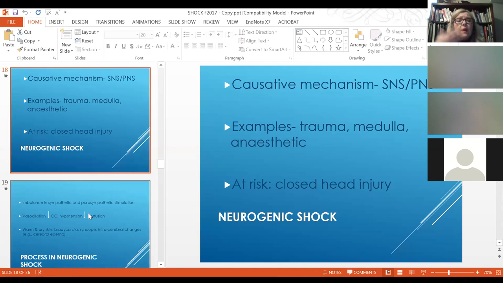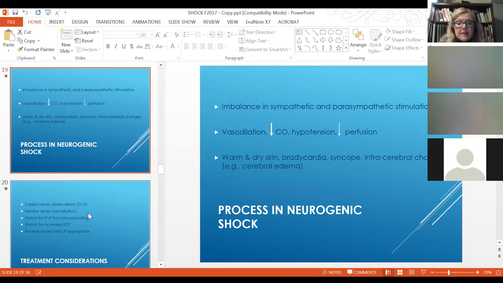And so there is this imbalance, as I mentioned, in the sympathetic and parasympathetic systems. It's causing massive vasodilation. There's a reduction in vasotone. If you think of those TED stockings, they're nice and taut, tight, everything's going back to the heart. But now you've got those fishnets on and everything is just sitting there or even leaking out. It causes vasodilation, a decrease in the cardiac output, and hypotension. There's an inadequate cardiac output, and the blood pressure begins to fall.